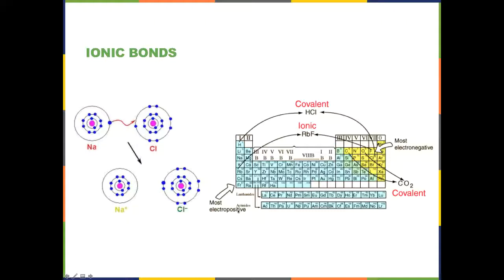I don't like the word electropositive. It's better to say it has a low electronegativity rather than electropositive. I don't like that word. But what you can see here is, for example, rubidium is also a 1A element over here, has 1 electron, and fluorine is a 7A element, and so that will form a fairly significant ionic bond.